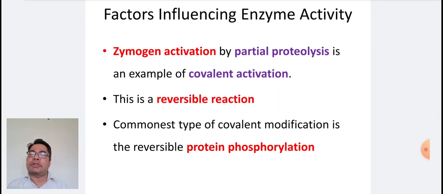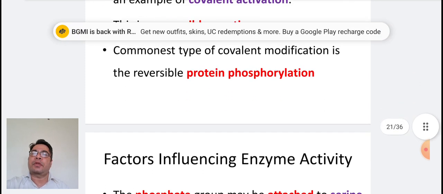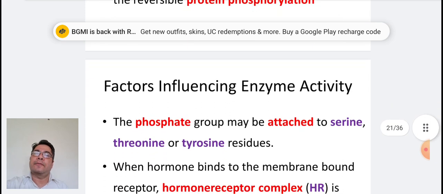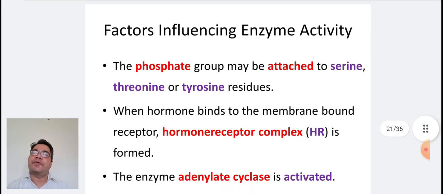Zymogen activation by partial proteolysis is an example of covalent activation. This is a reversible reaction. The commonest type of covalent modification is the reversible protein phosphorylation. The phosphate group may be attached to serine, threonine, or tyrosine residues.